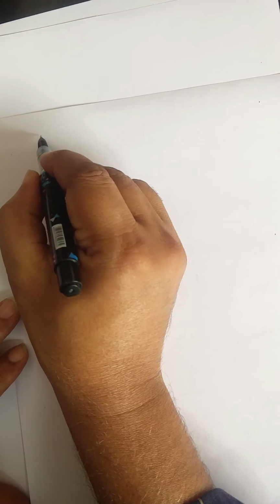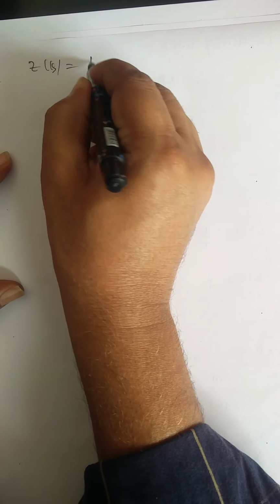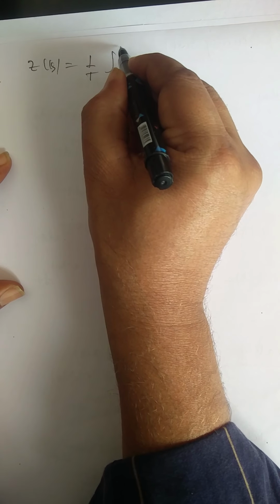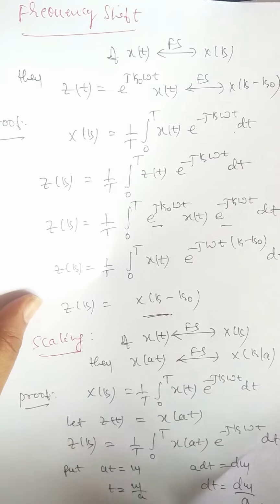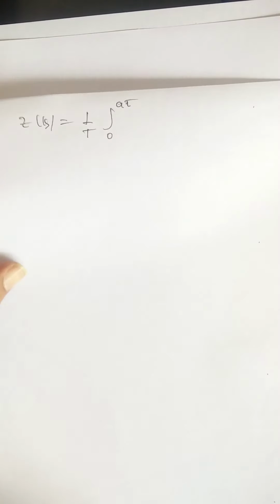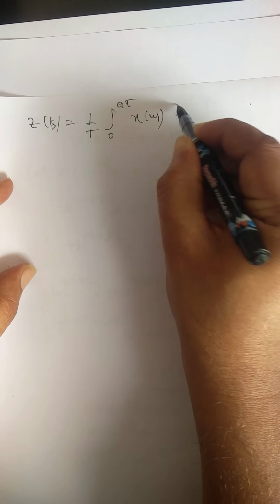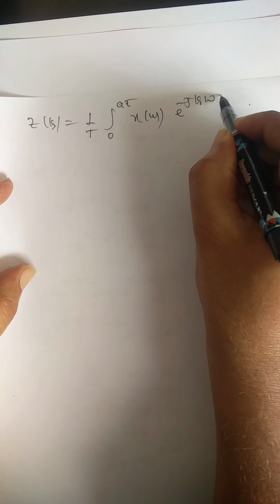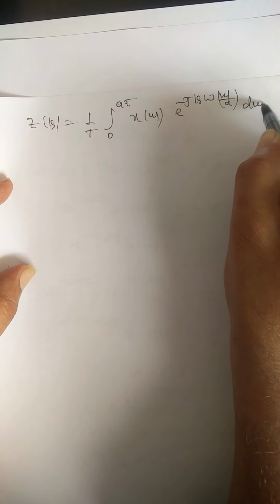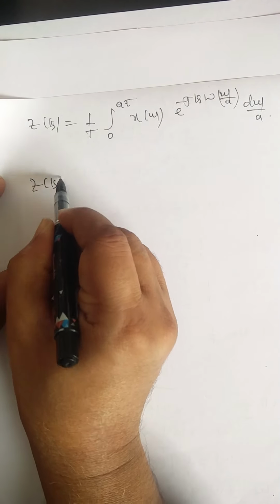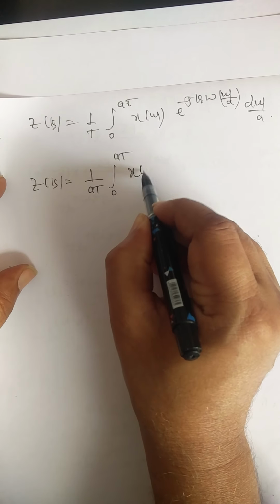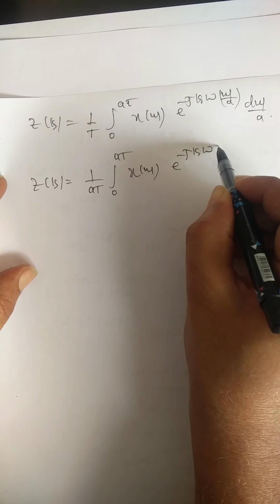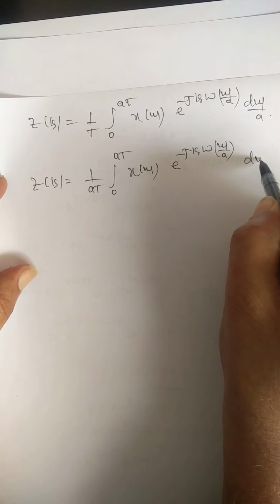z of k is equal to 1 by T, integral from 0 to a T, since when t is capital T, m becomes a T, of x of m e to the power of minus j k omega, this is m by a, into dm by a. This will become z of k is equal to 1 divided by a T, integral from 0 to a T of x of m e to the power of minus j k omega m by a into dm.